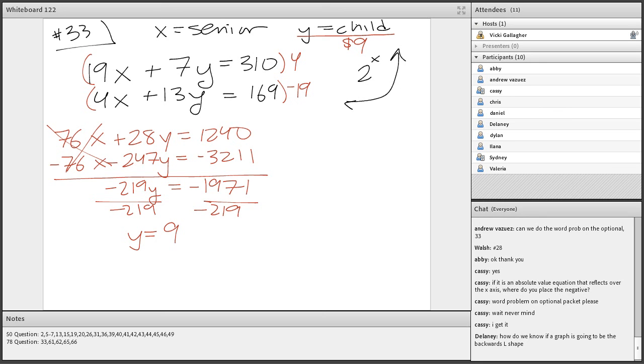So we're going to take this y equals 9, and we're going to plug it into one of these equations up here. I'm going to choose the bottom one because I think the numbers are smaller. So that's 4x plus 13 times 9 equals 169.